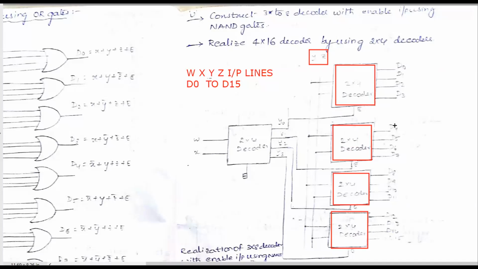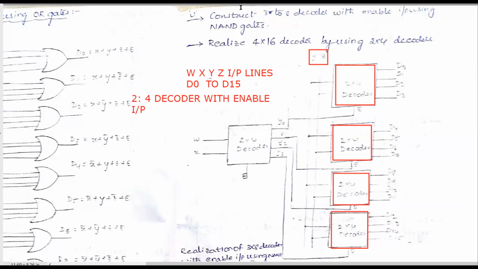the second decoder D4 to D7, the third decoder D8 to D11, the fourth one D12 to D15. Now see the connections. We have taken the 2x4 decoder with enable input. Enable input is 1, meaning all the enable inputs are in active high condition.